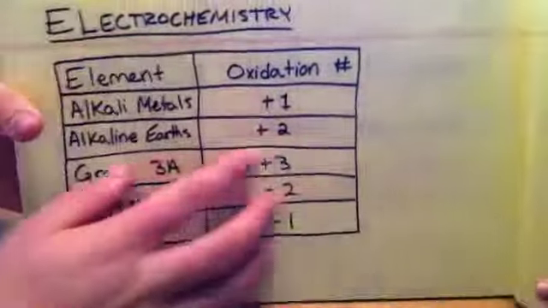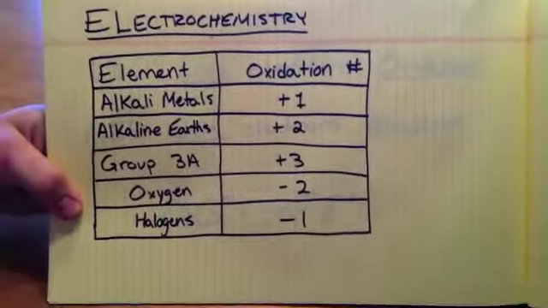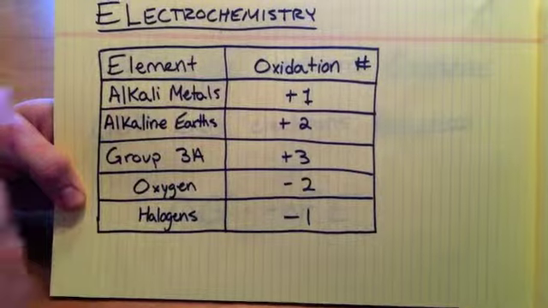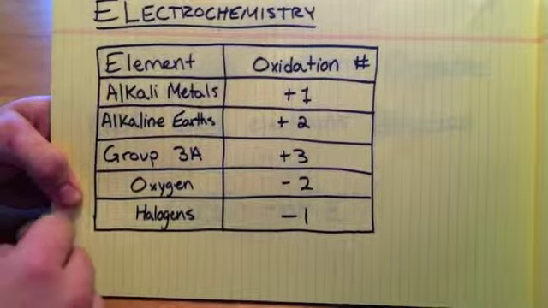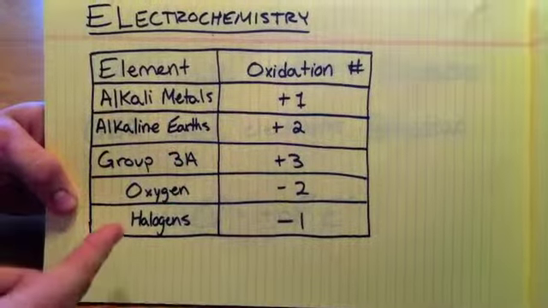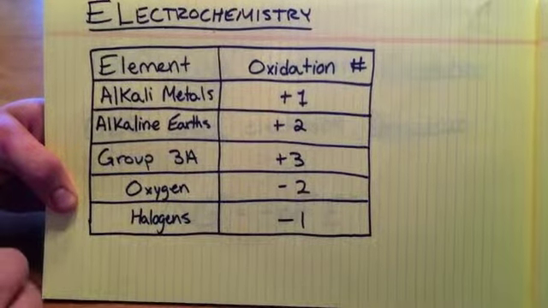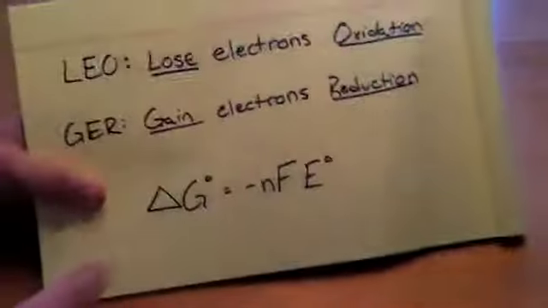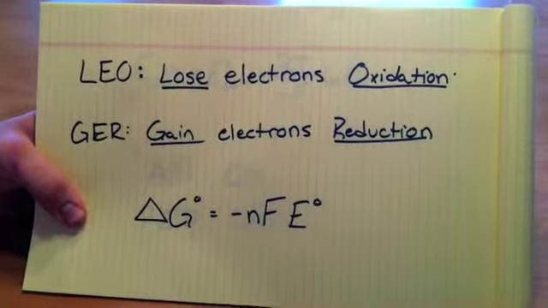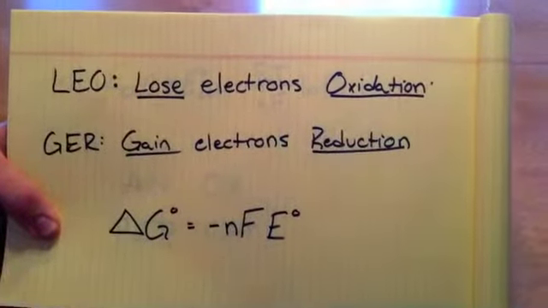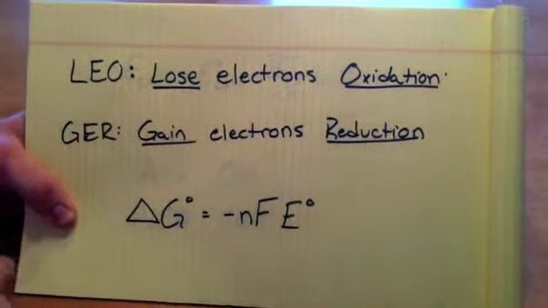Chapter 13 is electrochemistry. The first thing in electrochemistry is the oxidation numbers. From this chart you see all the alkali metals have a +1 oxidation number. The alkaline earth metals have a +2. Group 3A is +3. Oxygen is always -2, and the halogens are always -1. A big thing to remember that really helps you out when you're doing these equations is LEO says GER. It means lose electrons is oxidation, and gain electrons is reduction.